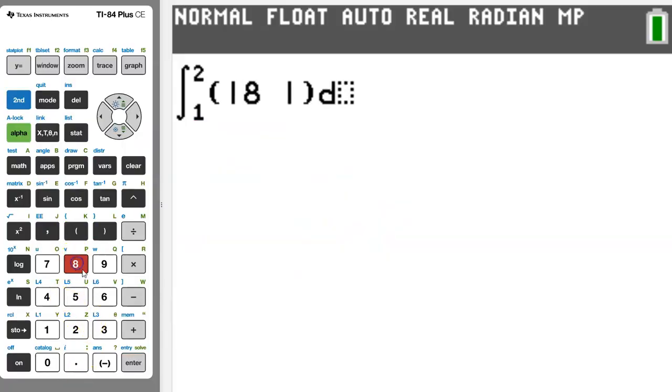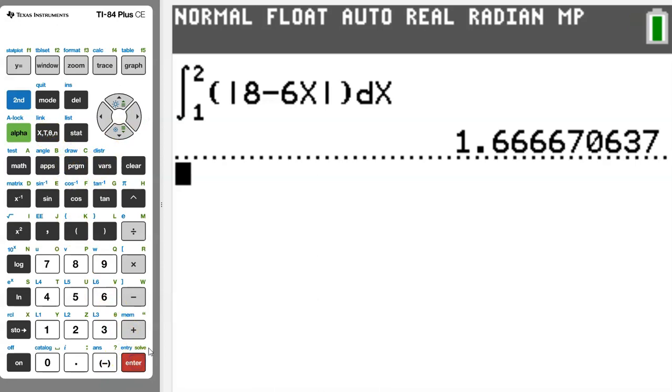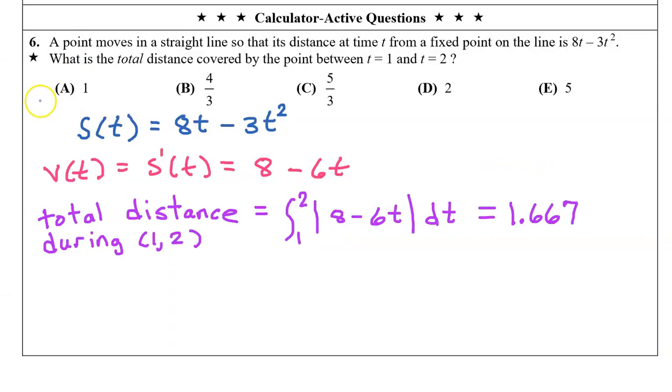So I type 8 minus 6x dx. Kabam! And so this is the answer in decimal form. Now let's look over the options and see which one is a match. 5/3 is approximately 1.667, so the answer is C.